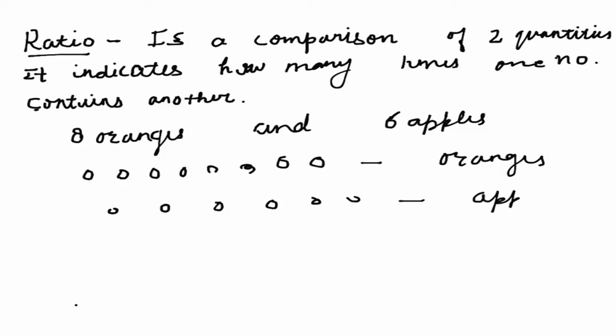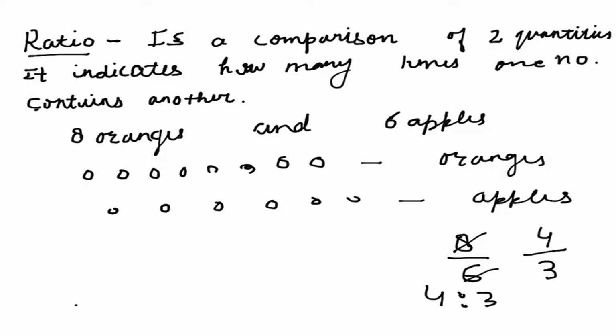Now in the ratio, what we have to do is find the ratio of oranges to apples, meaning 8 by 6. If we change it into the simplest form, we get 4 by 3. It means we can denote it as 4 ratio 3. This is the symbol to represent ratio. So it means for every 4 oranges, we have 3 apples.